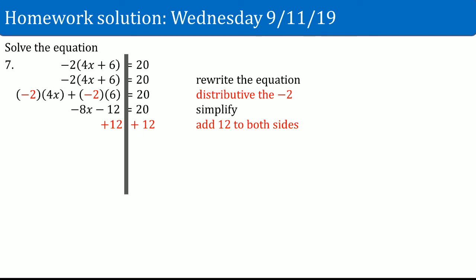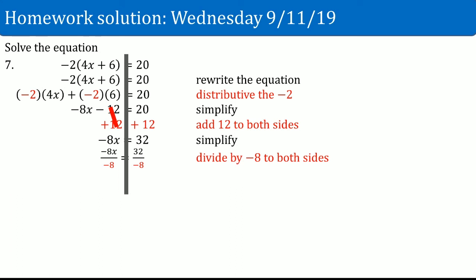Why do you add 12 to both sides? Because this is going to cancel. What do I have left over on the left-hand side? A negative 8x. On my right-hand side, 20 plus 12 just becomes 32. Right now, x is multiplied by negative 8. So what is the opposite of multiply by negative 8? It is to divide by negative 8.